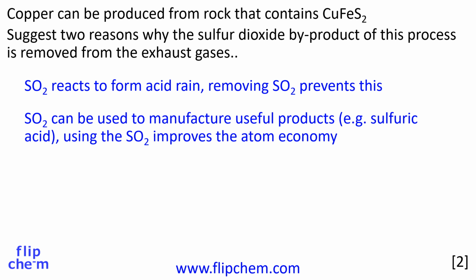The first part of the question is based on subject knowledge. SO2 released into the atmosphere causes acid rain. The second part is more general. If a process creates a byproduct, the atom economy is increased by finding a use for the byproduct. Be specific if you can. SO2 can be used to make sulfuric acid.